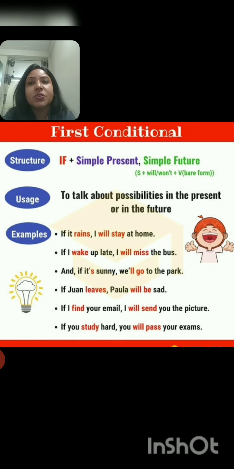Example, if it rains, I will not play outside. If I am out to lunch, Maria will answer calls. So here you can see that a condition is given and a consequence is followed by the condition itself.